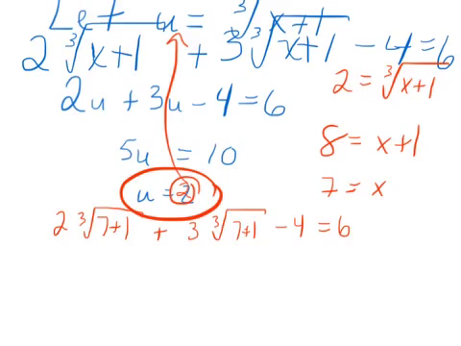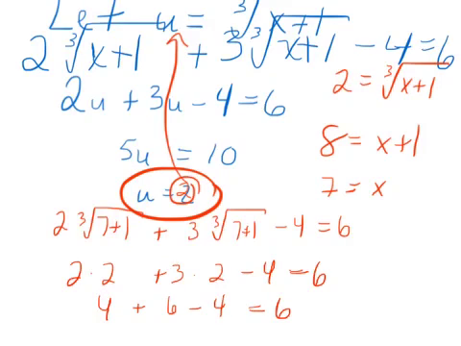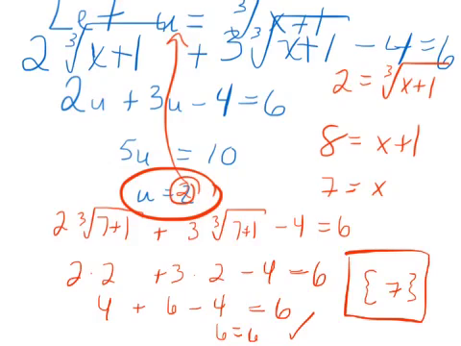7 plus 1, everybody? 8. Cube root of 8. So this is 2 by 2. This is 3 by 2. Minus 4 equals 6. From this point, you could just say 6 equals 6 or show it. The 4's canceled. 6 equals 6. So this is your final answer right here. Okay, it's boxed in. Brace. 7, in the braces.